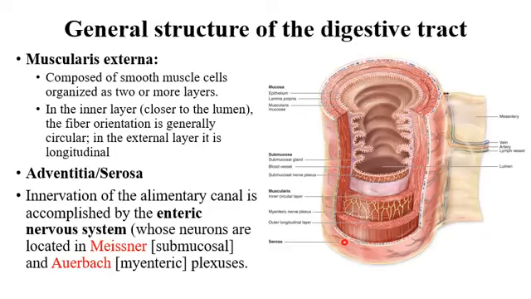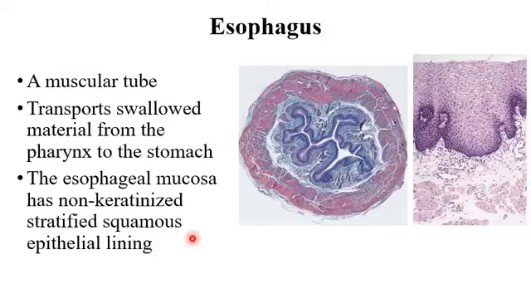Serosa is found in organs which are covered by the peritoneum. Extraperitoneal organs like the esophagus have a thick layer of connective tissue called adventitia. The adventitia links the esophagus to the nearby structures. The esophagus is a muscular tube. It transports ingested food from the pharynx to the stomach.